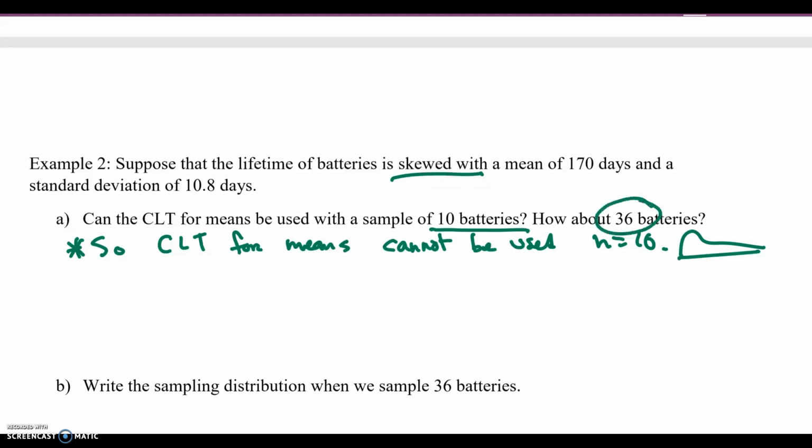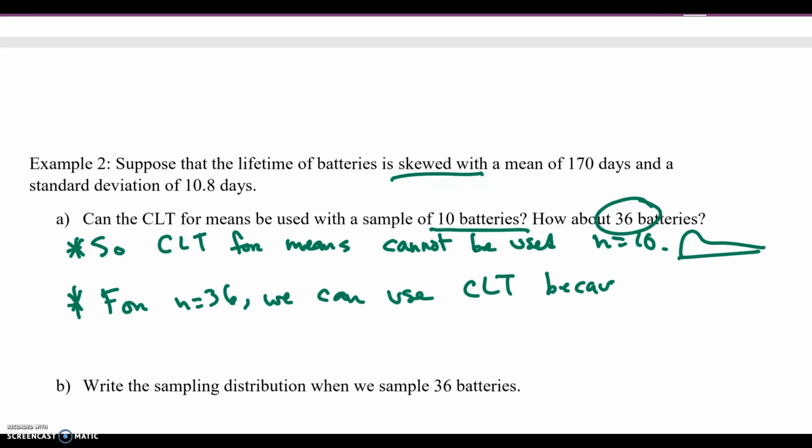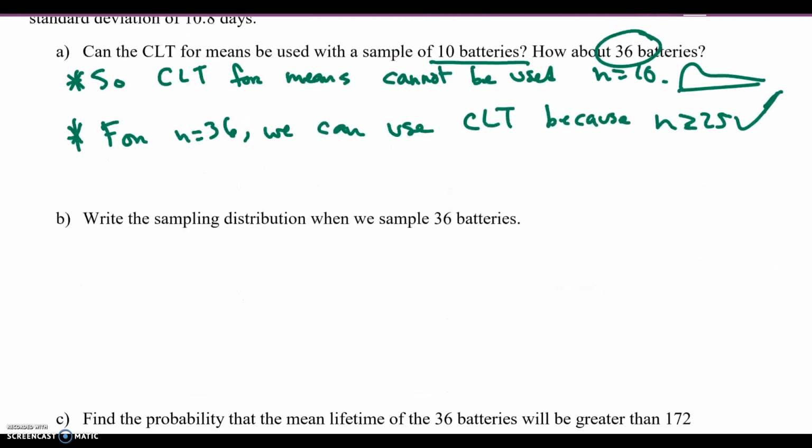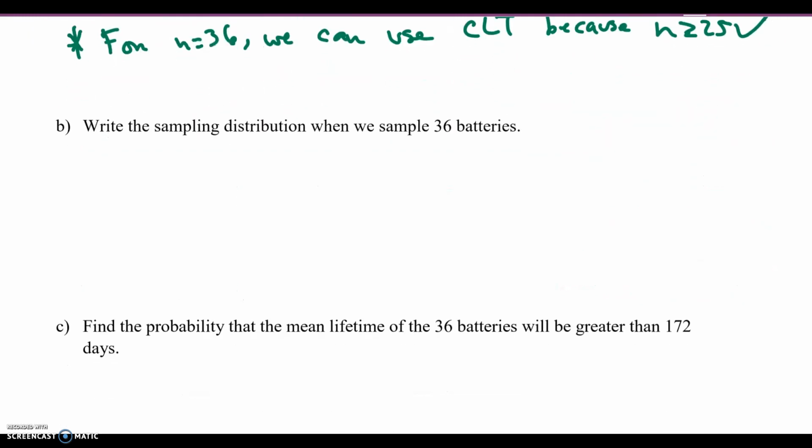What about with 36 batteries? For n equals 36, we can use CLT, because n is greater than or equal to 25. So that one checks out. Now part B: write the sampling distribution when we sample 36 batteries.